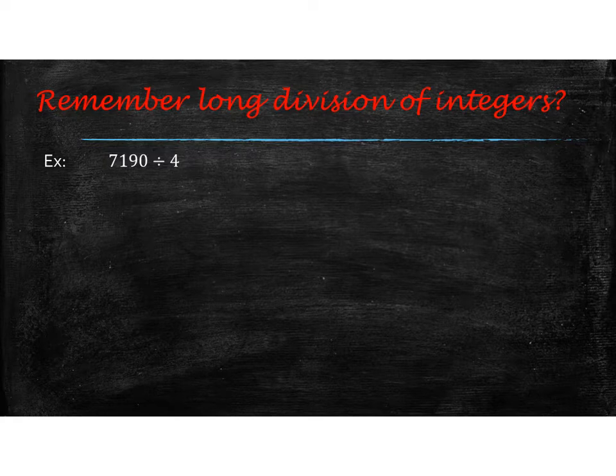instead of just typing it on your calculator, before you were able to use your calculator, you had to use long division. So you put 7,190 under the division bar, and then you put 4 on the outside. And what you did was you started with the first digit, 7. Can 4 divide into 7? Yes, it can divide into it one time.